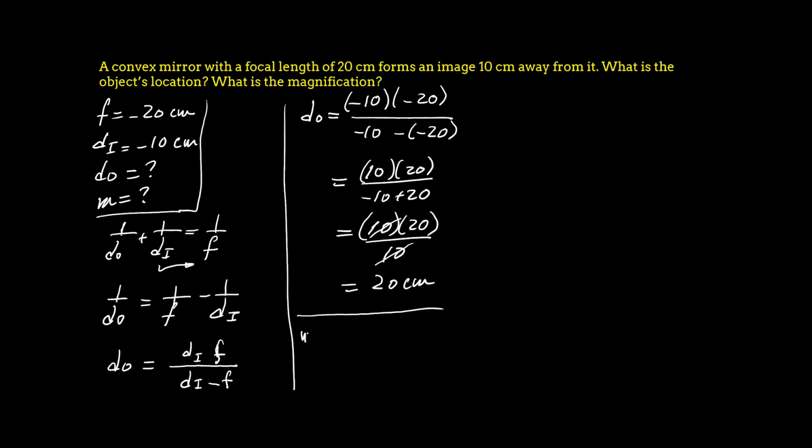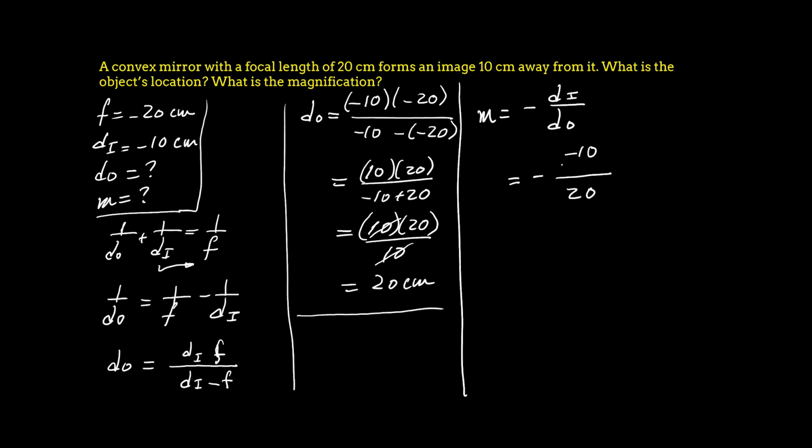Okay. Magnification is, let's put it on the third column right here, negative DI over DO. So here's the negative. DI is negative 10. DO is 20. Negatives cancel. That leaves me with 1/2. And positive means we have a virtual image. And of course, it's going to be upright.